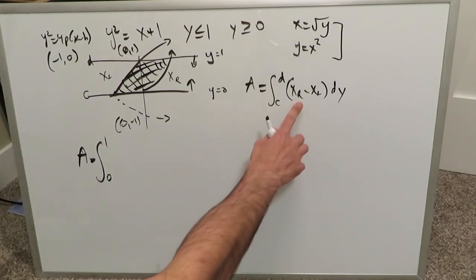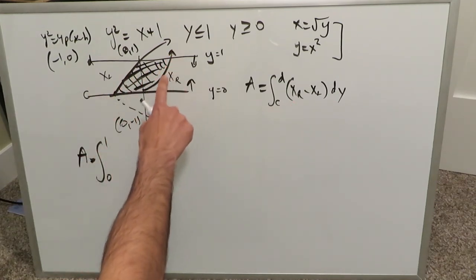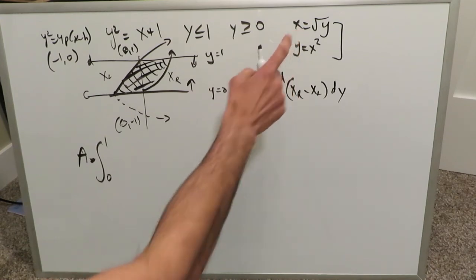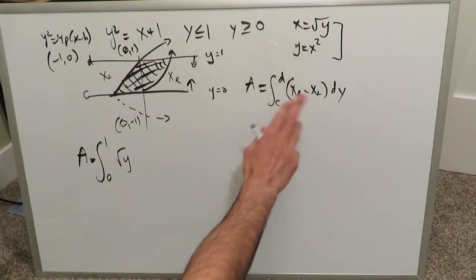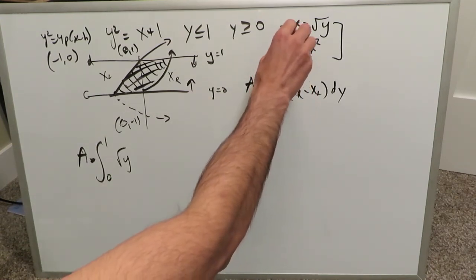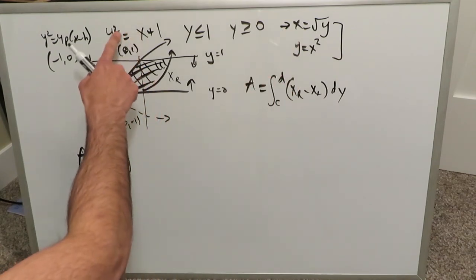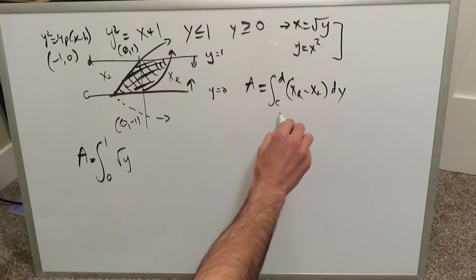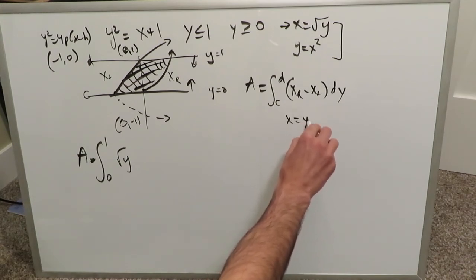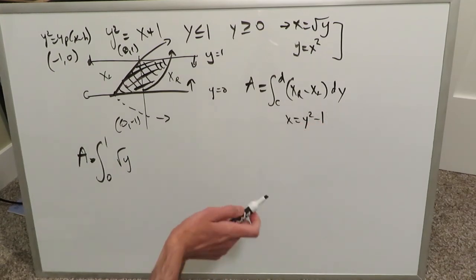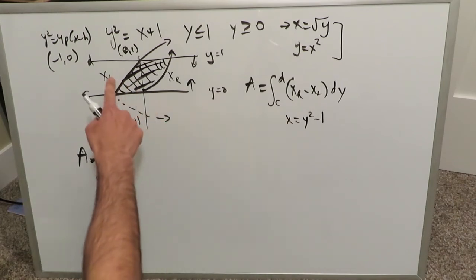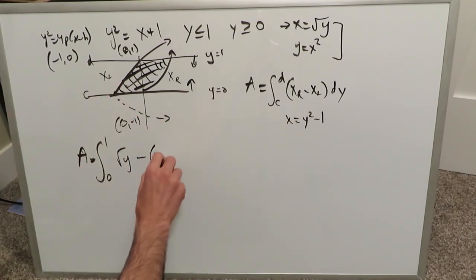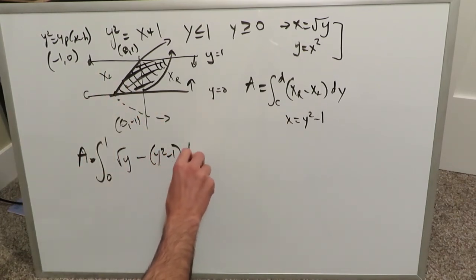Now all we need to know is our right side and the left side. The right side curve is this one right over here, which was root y. Here the equation must be in x equals form, and we are looking at this x equals form right here, but we're not looking at it over here. This has to be modified, and that equation becomes x is equal to y squared minus 1. Here's our other equation, and that's our left side equation, minus y squared minus 1, and dy.